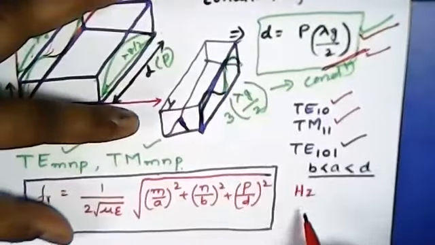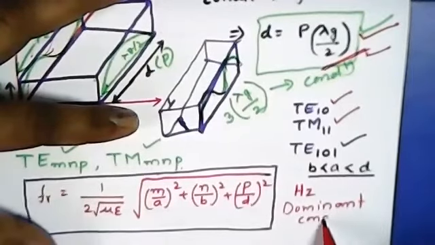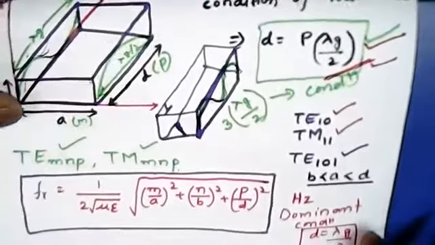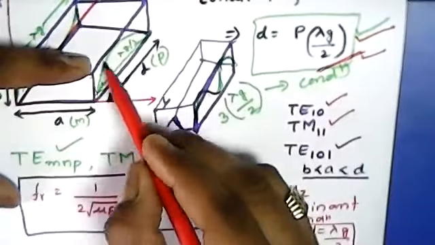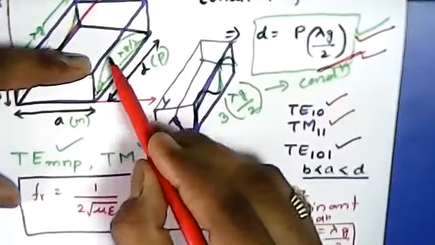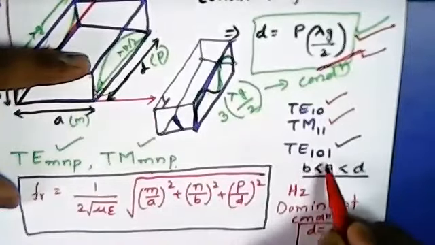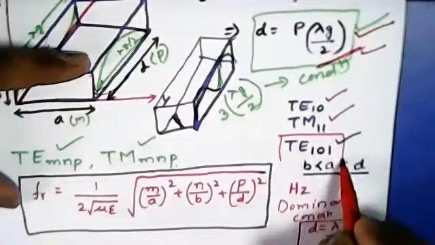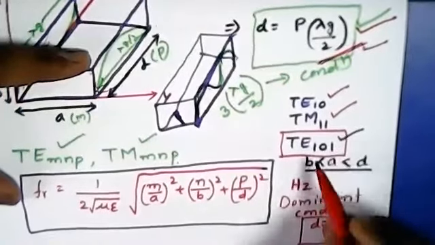The dominant condition is d equal to lambda g by 2. Whenever it satisfies the condition d equal to lambda g by 2, that is the dominant condition, and we can say this is the dominant mode, where we have only two indices here, m and p. Only m and p we have, n is 0. So this is considered the dominant mode in the case of cavity resonators. That is what we have discussed.